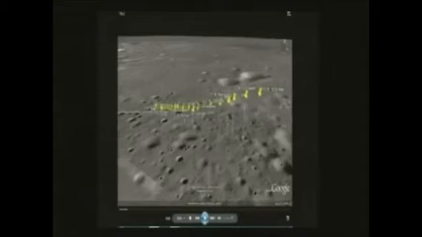The actual descent was 12.5 minutes. This is the last 3.5 minutes. It starts about 3,000 feet in altitude and continues all the way down to the surface. Let's go to the next slide, please. Eagle looking great. Okay.